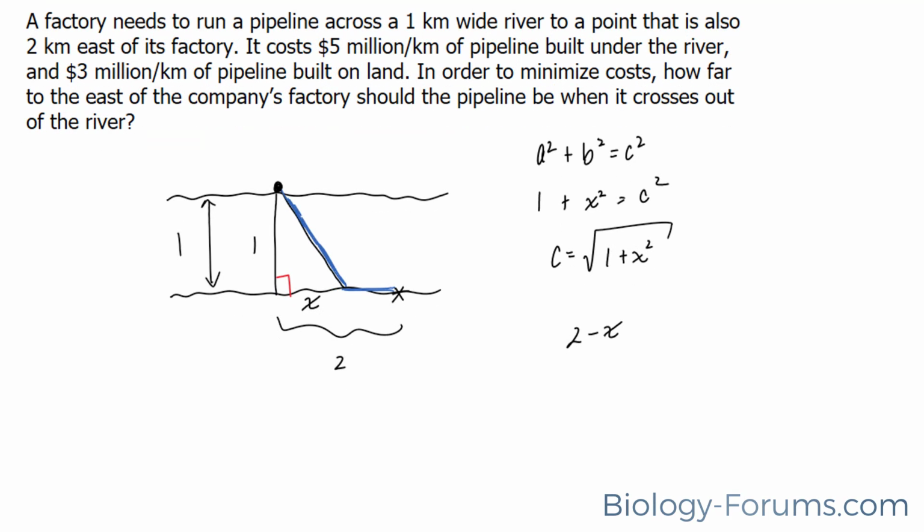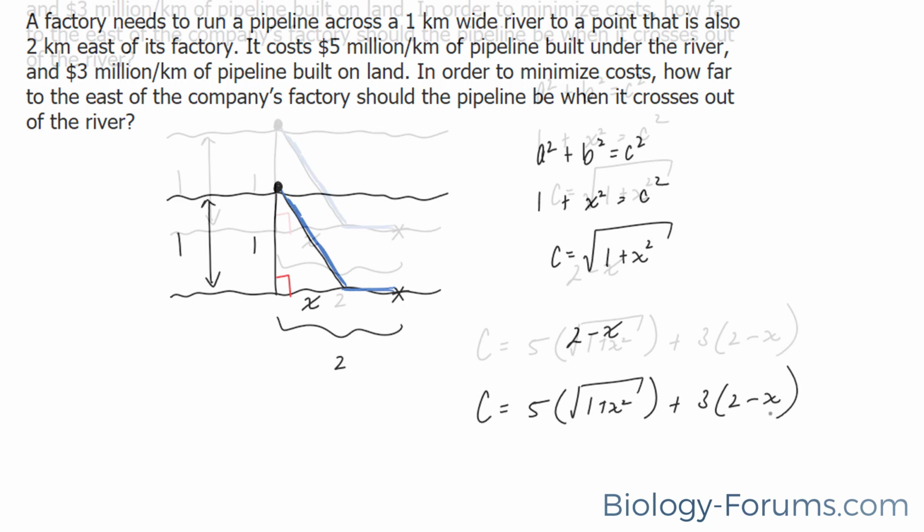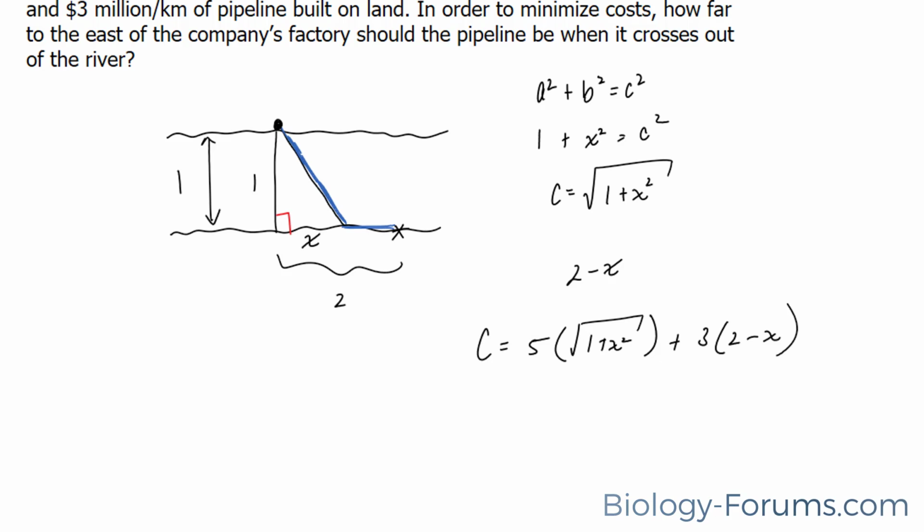We can now create a formula that combines both of these lengths and their costs. The cost for the river is 5 million times the length of c, the square root of 1 plus x squared. Furthermore, the cost also includes what's on land, so it's going to be plus 3 times 2 minus x. Now that we found our formula, we can find the critical numbers, and using those critical numbers, we can figure out whether that number represents a maximum or minimum.